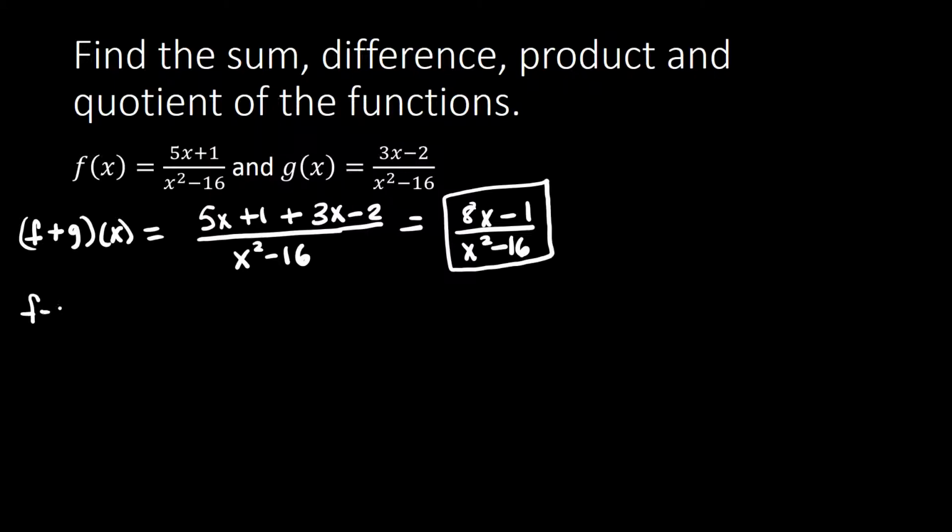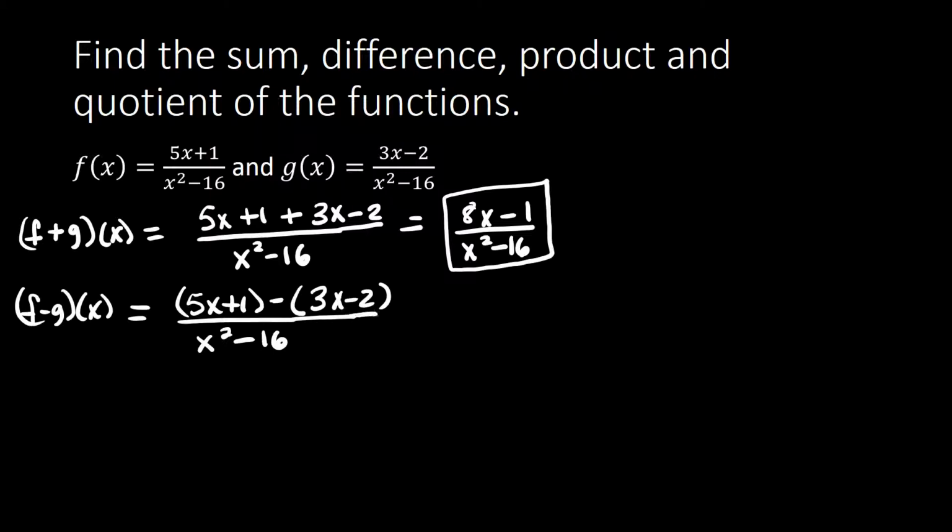Let's look at f minus g. Again, we have a common denominator of x squared minus 16. So we have our 5x plus 1. And we want to take away our 3x minus 2. So we're going to have to distribute our negative. So we have 5x minus 3x, which is 2x. And then we have 1 plus 2, because that double negative will make a positive 2. So that's plus 3 all over our x squared minus 16.